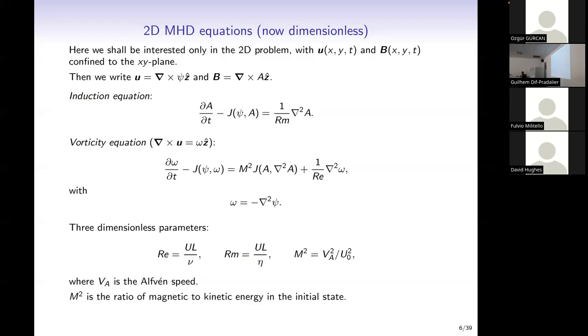And the induction equation, of course, becomes very simple in a 2D case. It becomes the heat equation. It becomes the equation for a passive scalar. Okay, this is now the induction equation. This is uncurling the induction equation. And this J(psi, A) is the Jacobian. It's the nonlinear term. It's the advective term.